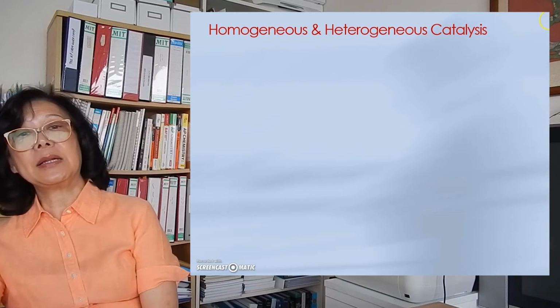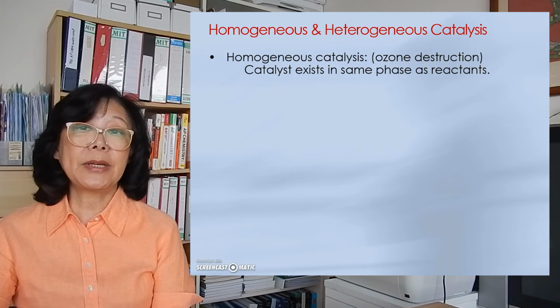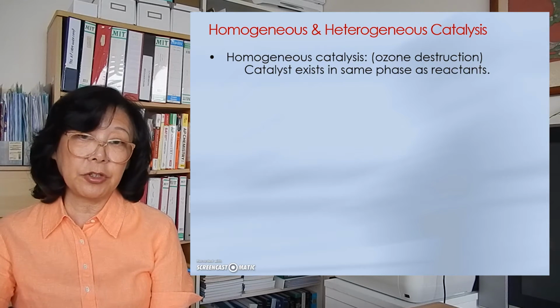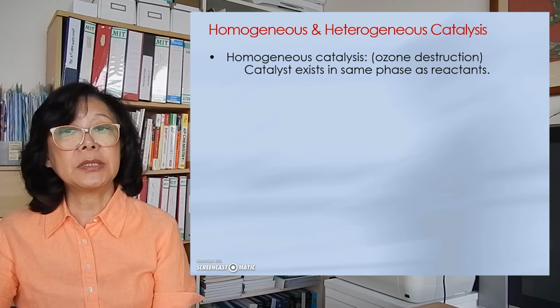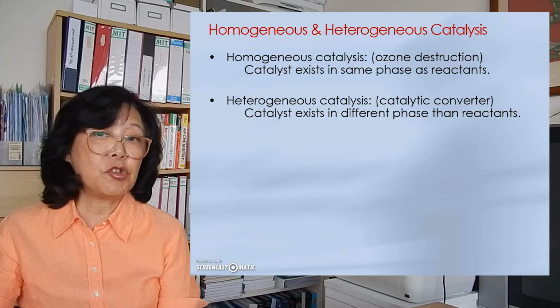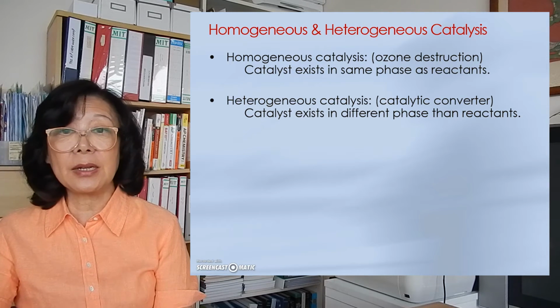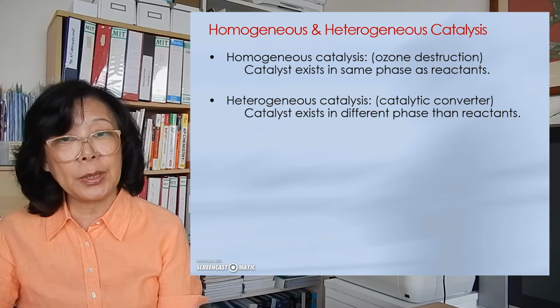There are two kinds of catalysts, homogeneous and heterogeneous. Homogeneous catalysts, such as in ozone destruction, the catalyst exists in the same phase as the reactants. And in heterogeneous catalysts, such as in a catalytic converter, the catalyst exists in a different phase than the reactants.